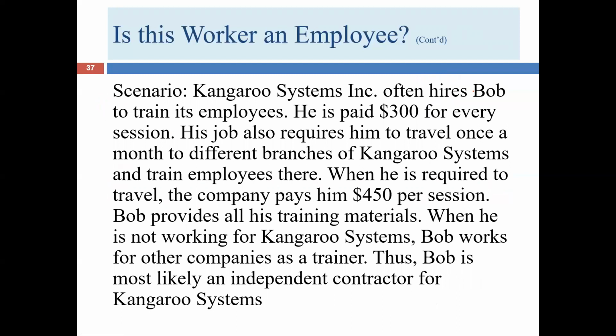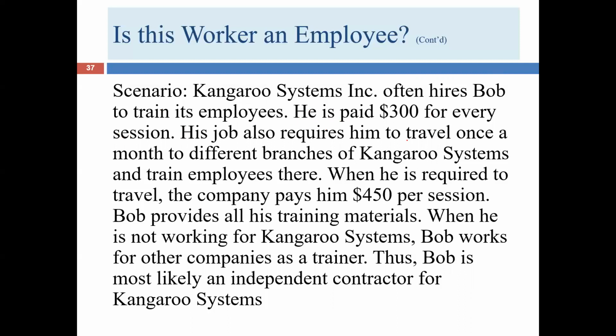Okay, so we have Bob again. This is a different Bob. Bob works as a trainer, and it's pretty common for trainers to be independent contractors, especially if they're supporting smaller companies that don't have the staffing to support a full-time trainer. So he's paid a set amount for every session. It's not by the hour, so that's an indication of independent contractor setup.